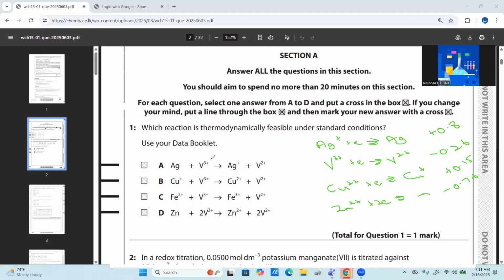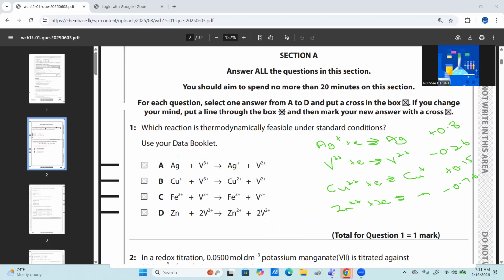You can see, according to this reaction, 0 becomes plus 1. This is undergoing oxidation. This is undergoing reduction. So if I apply E naught, E reduction minus E oxidation, the reduction one is vanadium, which is minus 0.26. The oxidized one is plus 0.8. You get a negative answer. So when the E naught value is negative, the reaction is not feasible. So A is not the correct answer.